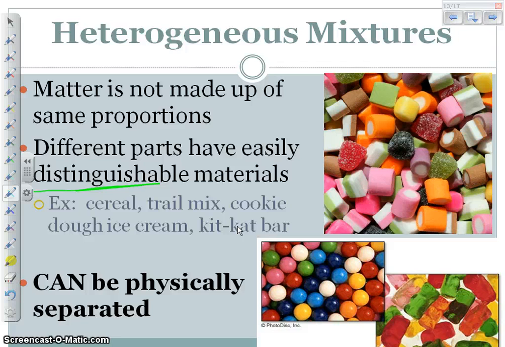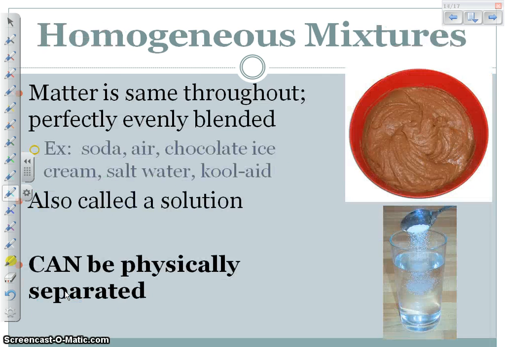You're going to end up having a heterogeneous mixture, and you could physically pick out different parts. Okay, so again, those can be physically separated. The curveball that most of you are going to see most of the time is a homogeneous mixture, because they are perfectly evenly blended.